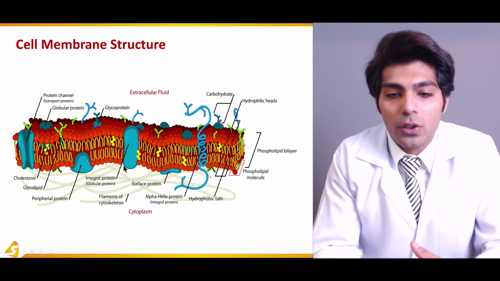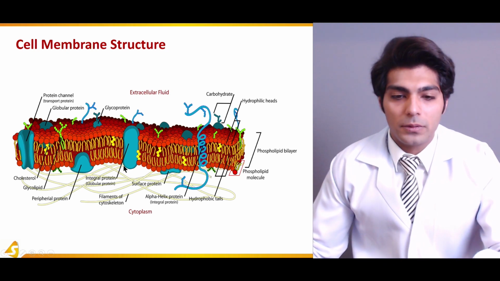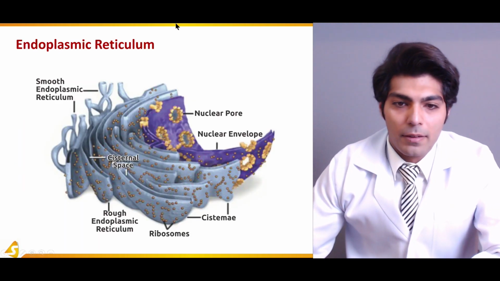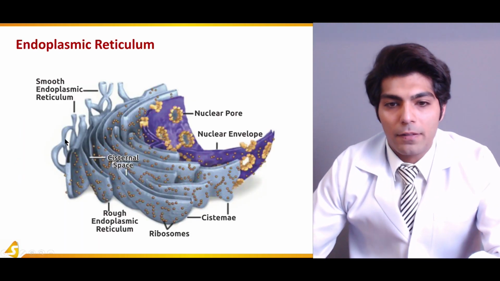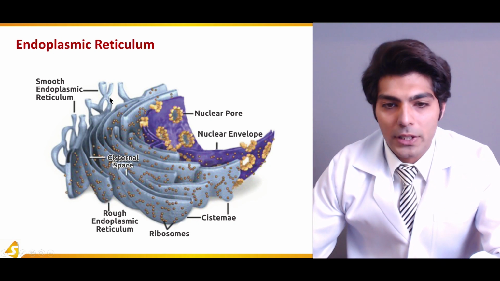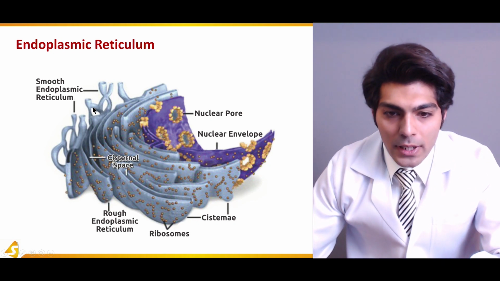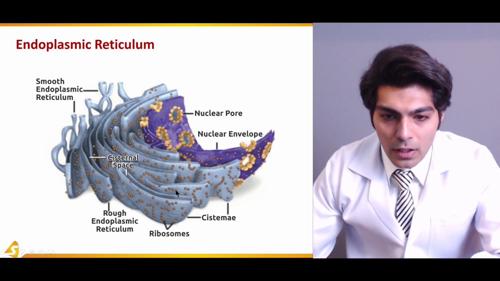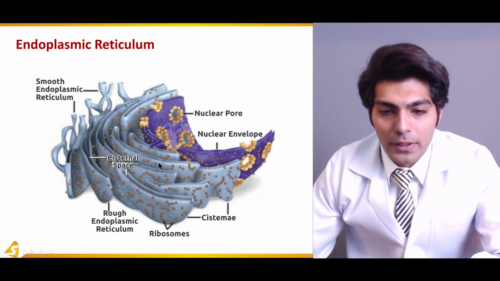Now this is a picture of endoplasmic reticulum. This is smooth endoplasmic. So we can see the diagram of endoplasmic reticulum. We have smooth endoplasmic reticulum, which is not studded with ribosomes. These are the small molecules you can find on the surface of the endoplasmic reticulum, which we call rough endoplasmic reticulum.